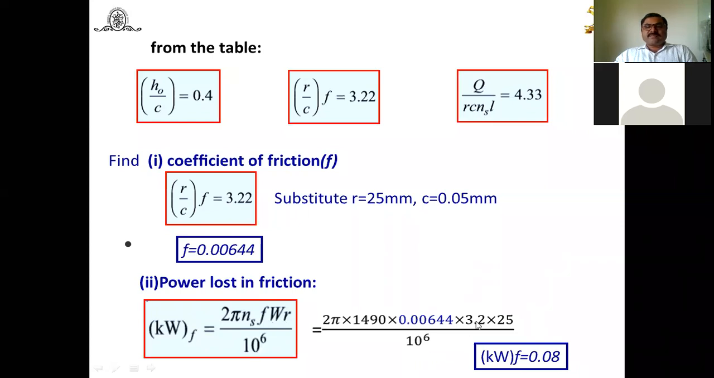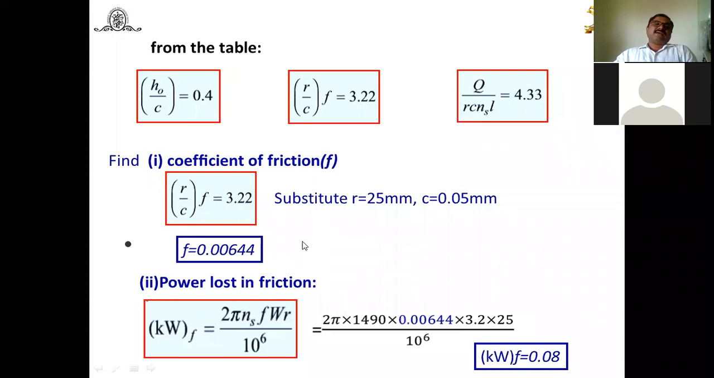W is given, that is 3.2 kilonewton. Then the radius R is also given. Then Ns, the speed, is given. Everything is given, and F is already calculated from the chart. You can substitute F here. After substituting this value, what you have to do? Find out the power lost in friction. Here you will get the power lost in friction as 0.08 kilowatt.